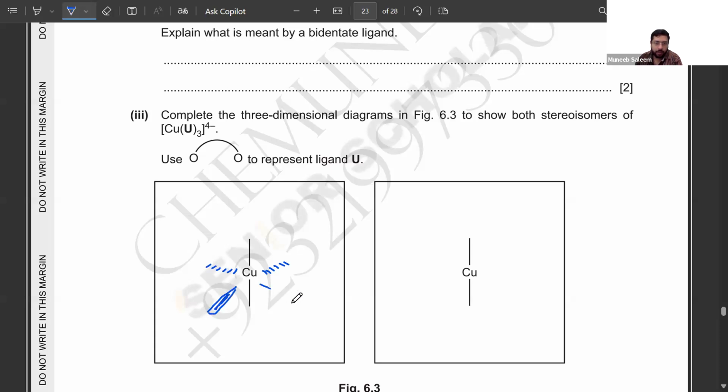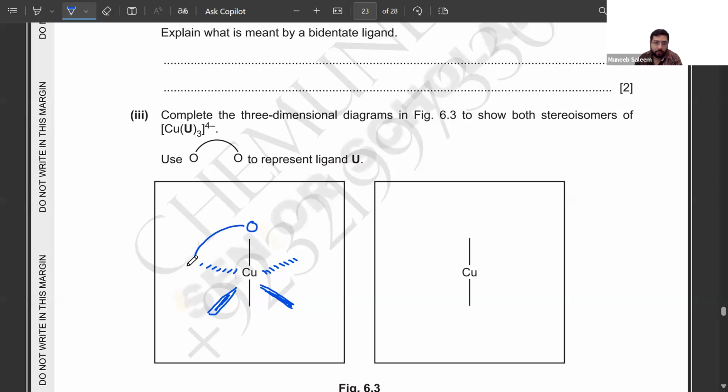So this should make 6 bonds. This is wedge bonds, and these are strip bonds. Now we need to show 2 stereoisomers, which means these may be the cis-trans, in other words. Sorry, it would be the mirror images of each other.